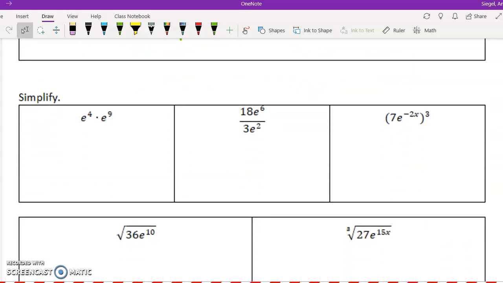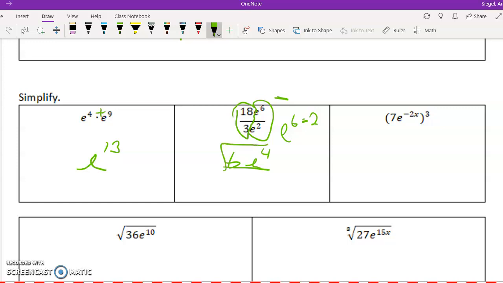This is very, very similar. So when you have exponents, you're just going to add them together. So it's going to be e to the 13th power. As we've learned over and over again, when we divide, treat it as a fraction. So 18 divided by 3 is 6. And then remember, we're going to subtract the exponent. So I have e to the 6 minus 2 power, which is 4. So 6e to the 4th. There's nothing left over on bottom, so that's just my answer.